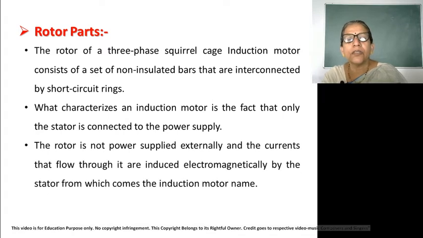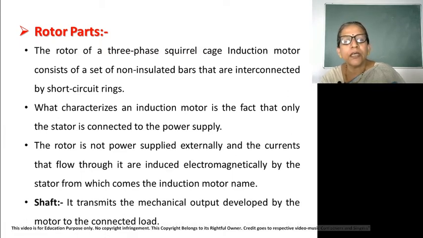The rotor is not supplied with any external power, but the current that flows through it is due to the induced electromagnetic EMF. This induced EMF comes from the stator, and that's why this machine is known as an induction motor. The rotor is placed on the shaft. The function of the shaft is that it transmits the mechanical power developed by the motor to the connected load.